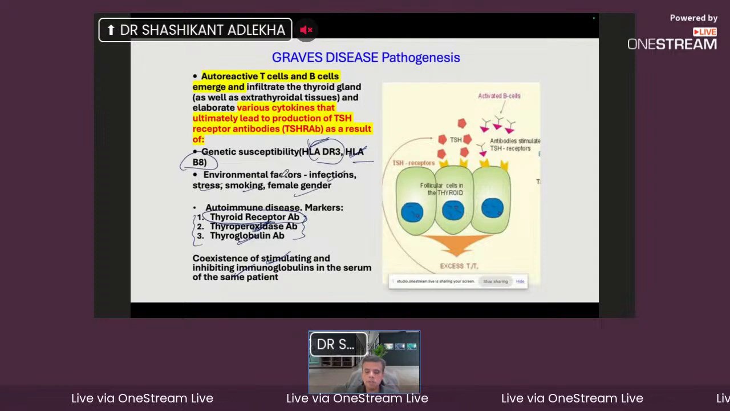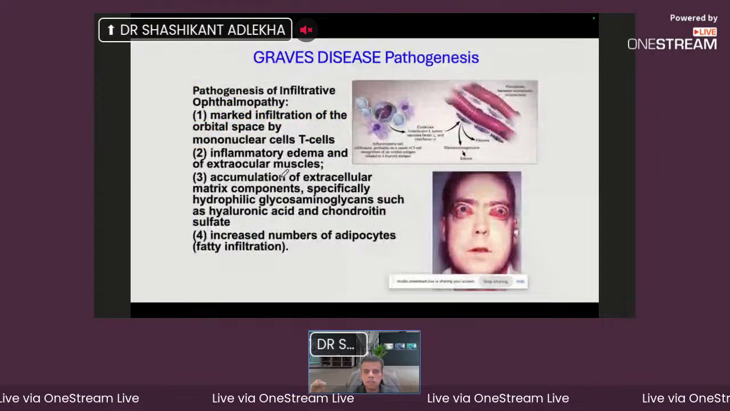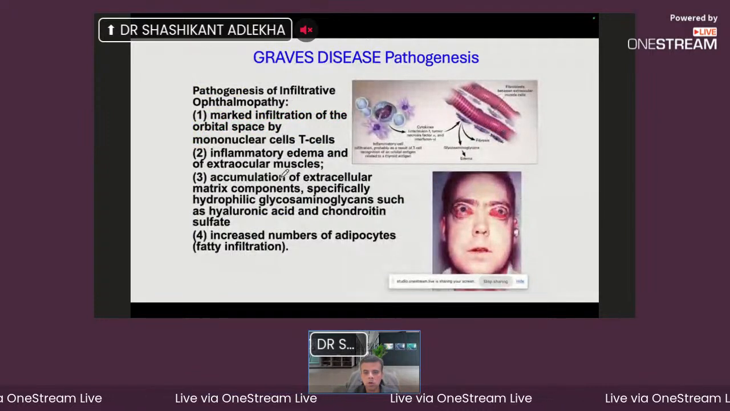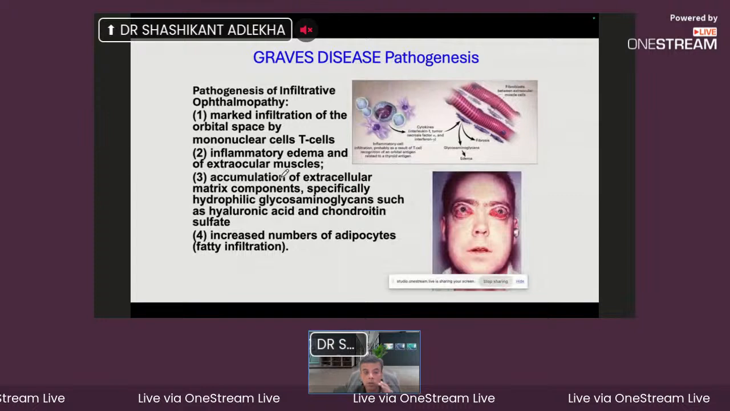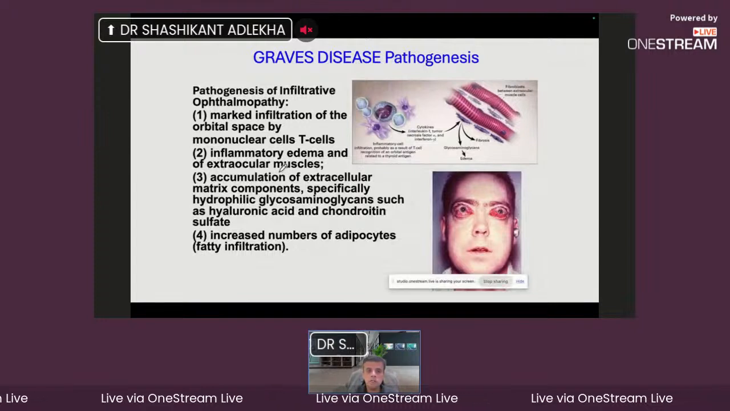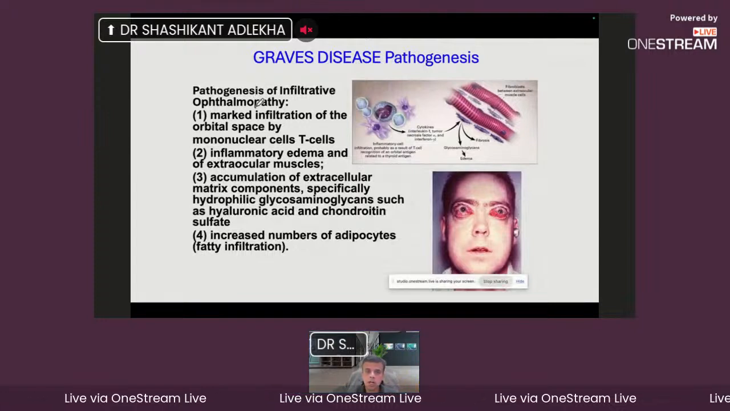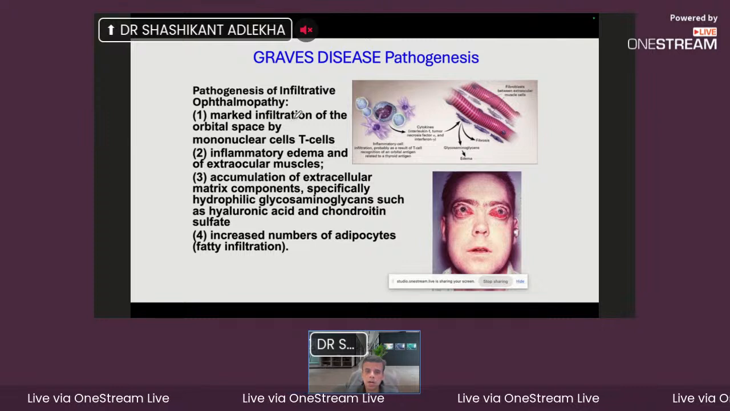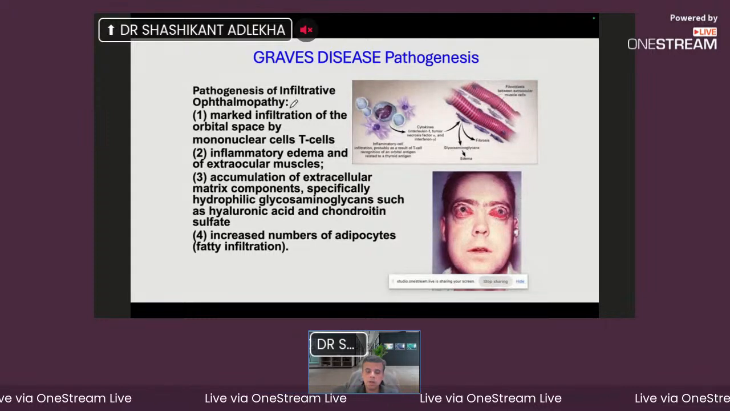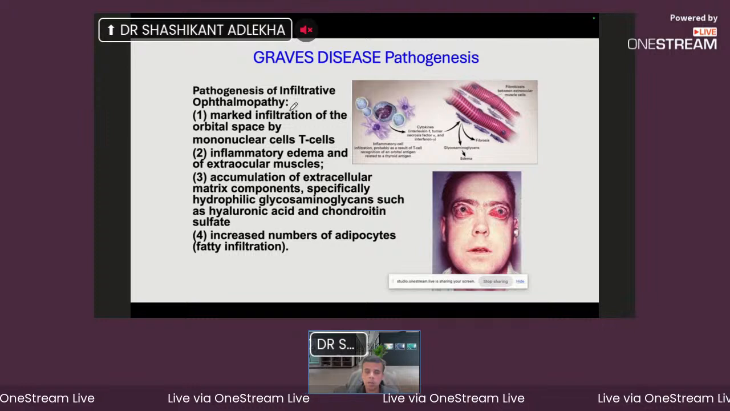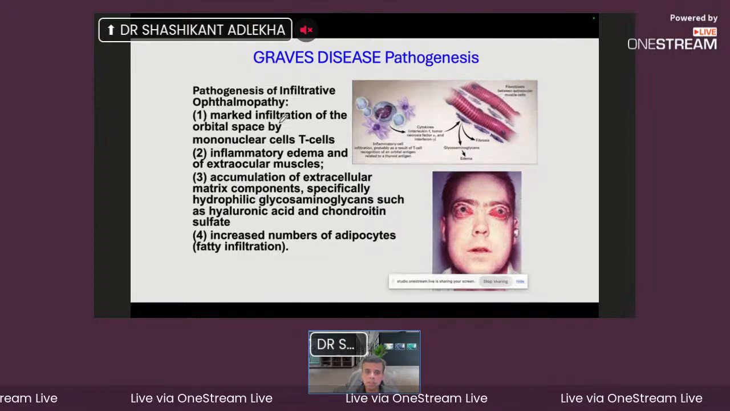So Graves' disease is an autoimmune condition, more commonly seen in females, and HLA association is being noted. And here you see a typical triad: there is a goiter, there is ophthalmopathy, and there is pretibial myxedema.